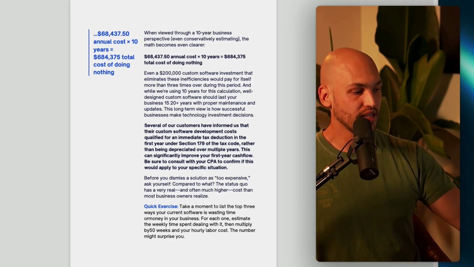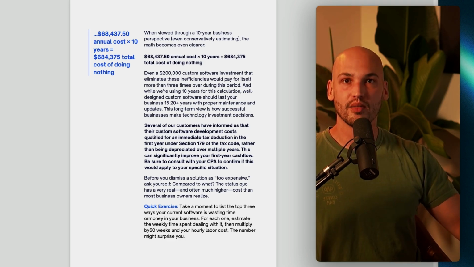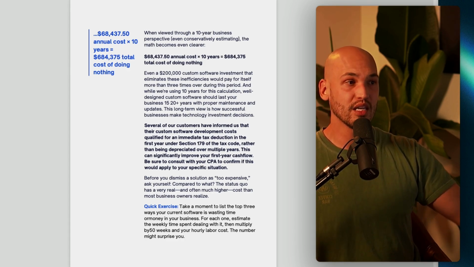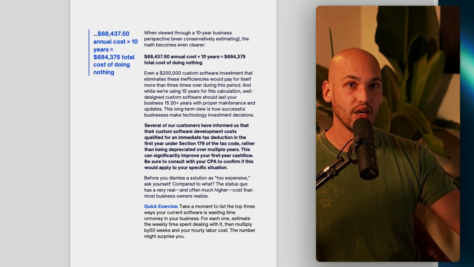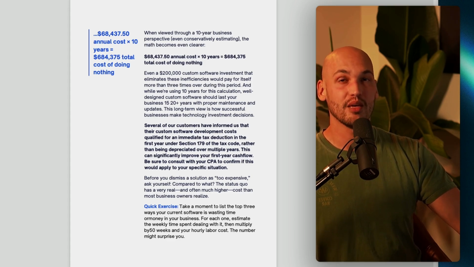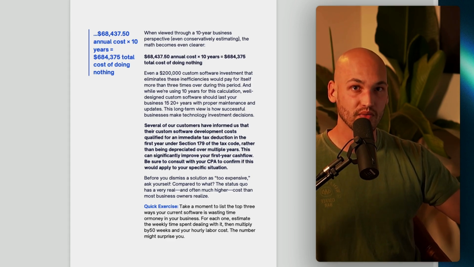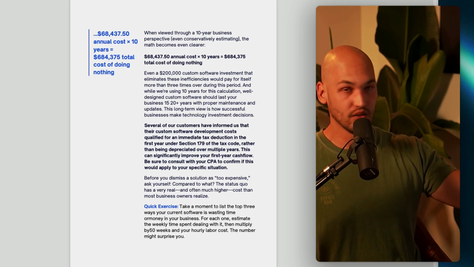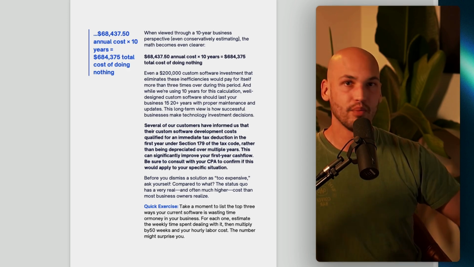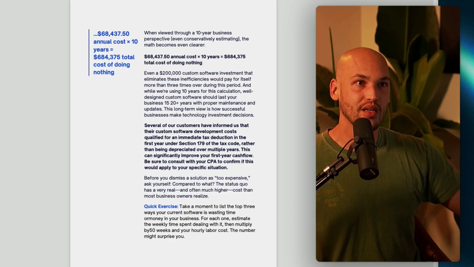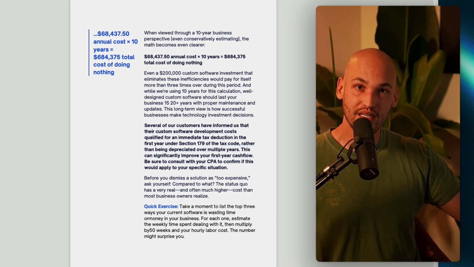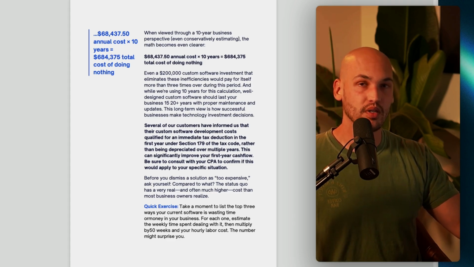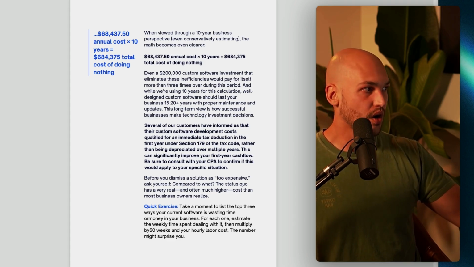Because what we have to understand is, software as a business owner doesn't seem that expensive when you're paying $500 a month. But if you think about paying $500 a month for the next 20 years, that becomes a really expensive piece of software. But if you have a $200,000 piece of software that you pay for one time, but it lasts you 20 years, then that's 10 grand a year, right? So in theory, custom software can be more affordable because you are paying for it one time.